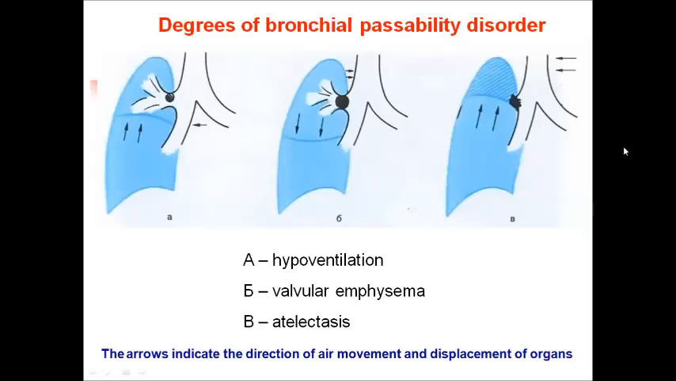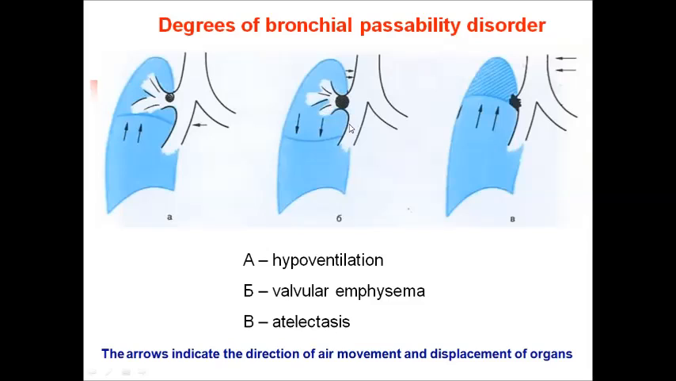Degrees of bronchial patency disorder. The first phase is hypoventilation, when obstruction is not complete and air can pass through the blockage, but in not enough amount, and the affected part of the lung is hypoventilated.